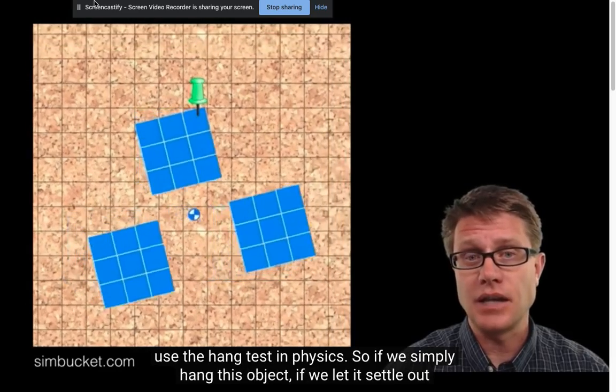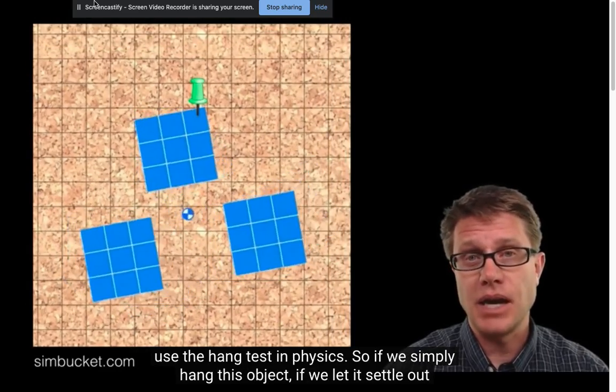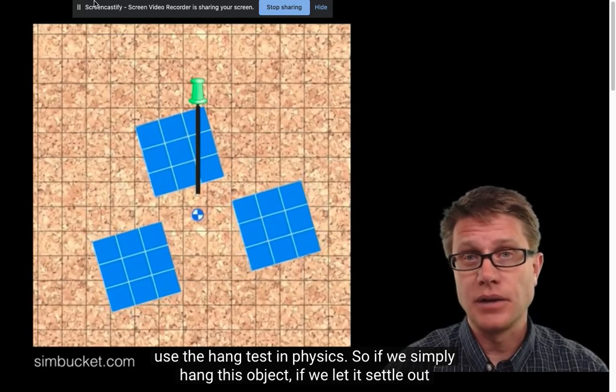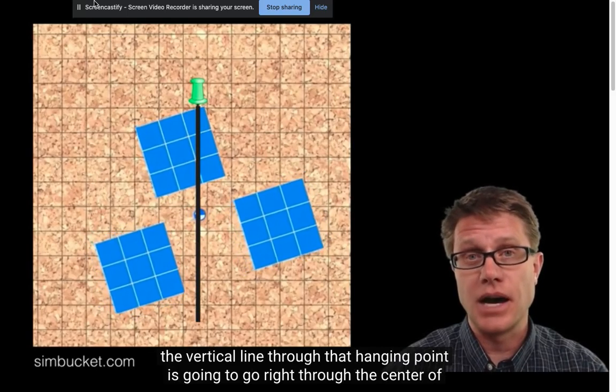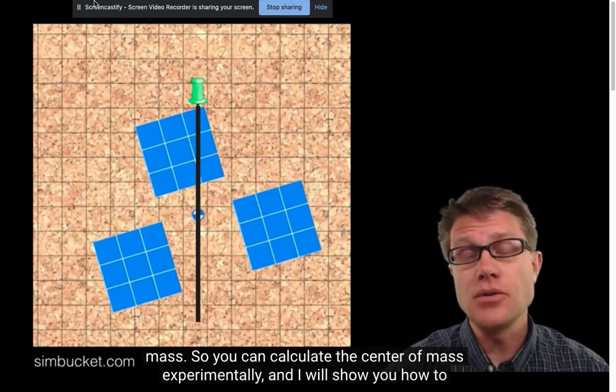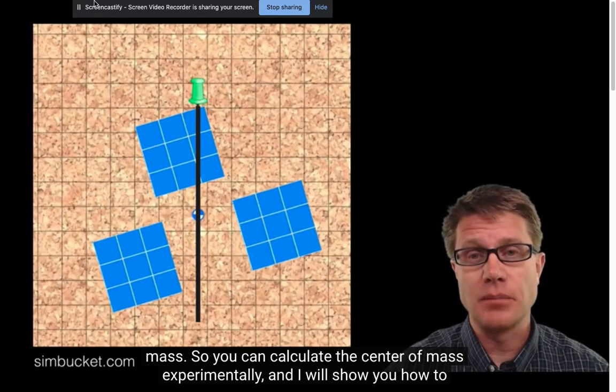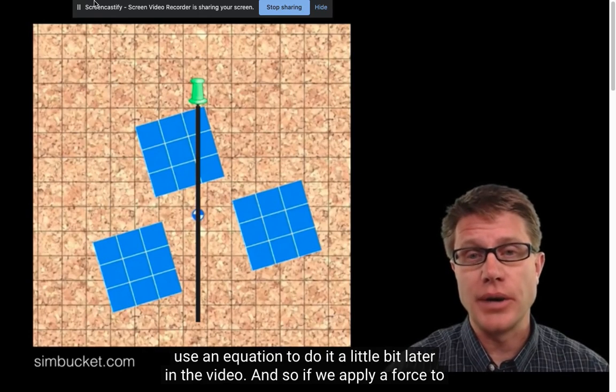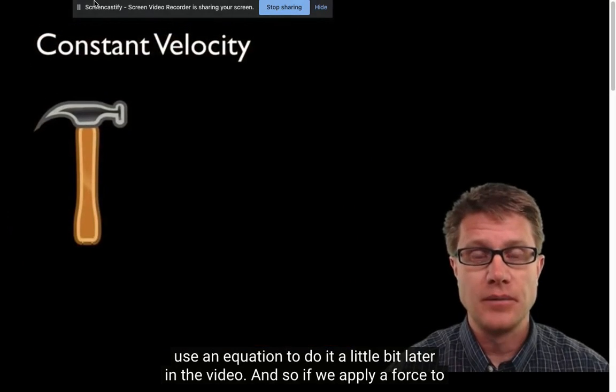What's neat is you can use the hang test in physics. So if we simply hang this object, if we let it settle out, the vertical line through that hanging point is going to go right through the center of mass. So you can calculate the center of mass experimentally, and I'll show you how to use an equation to do it a little bit later in the video.